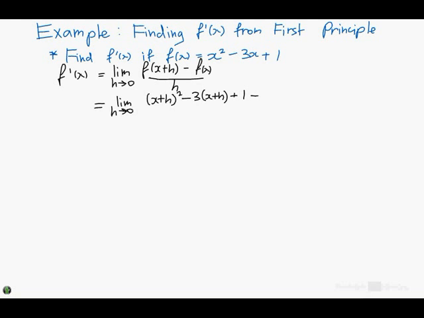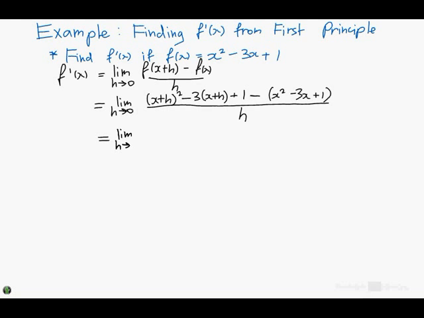Now you want to do this: minus all of f of x, right? Put f of x in brackets: x squared minus 3x plus 1. And all of that goes over h. Okay, the next few steps are just going to be algebra, which you're all really good at.